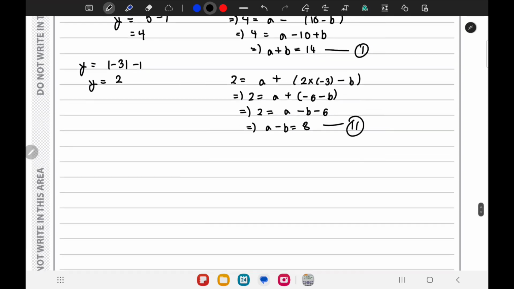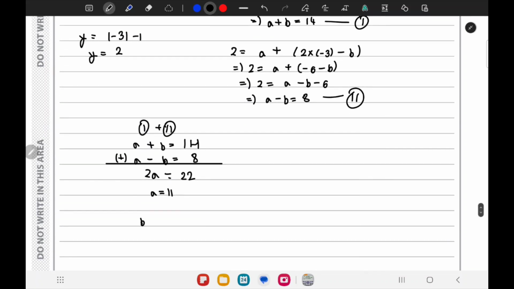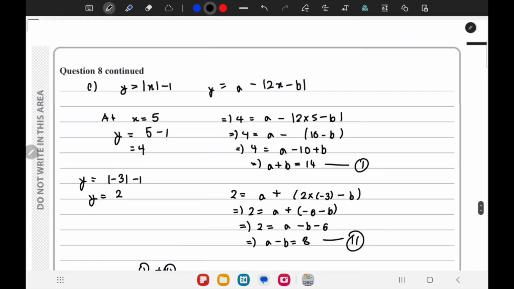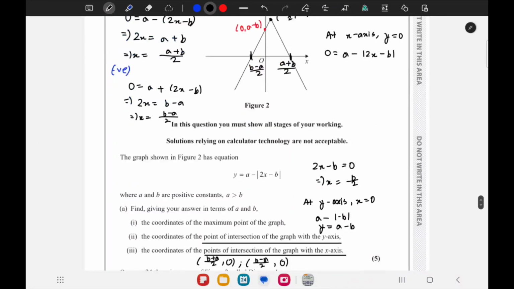If we add them together, a plus b equals 14 plus a minus b equals 8. We'll get 2a equals 14 plus 8. So 2a equals 22. A will be 11. And using that, b will be 14 minus 11, which is 3. So that's it for question 8. Moving on to the last question of this paper.